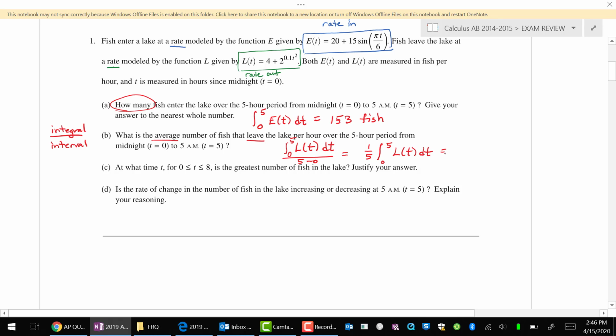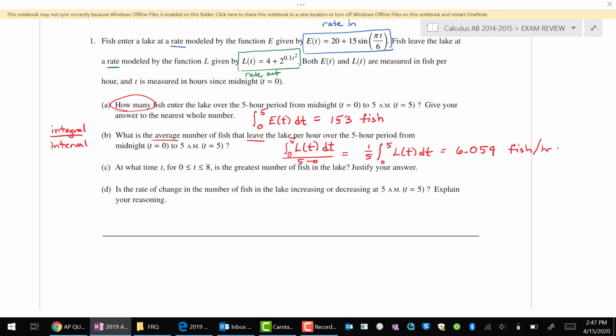Use your calculator, and 3 decimal place accuracy should be listed there, 6.059. And the units here are not just fish, because we're dividing by a time interval. When I integrate L by itself, I will get an amount of fish, but then I divide by 5, so it's fish per hour as my average number of fish.